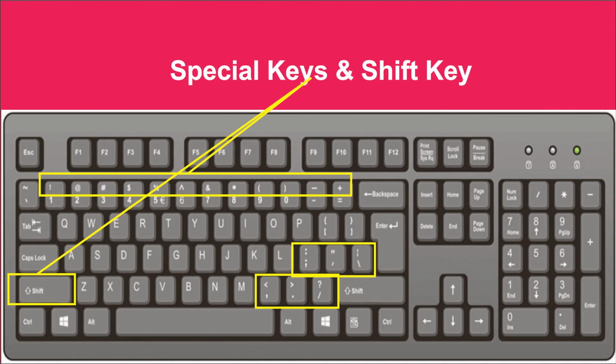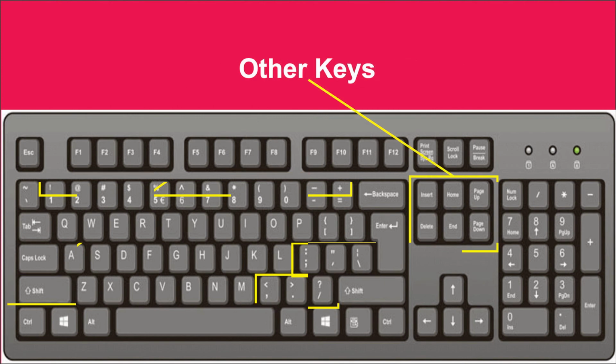Then we have special keys and shift key. Special keys are star, arrow key, minus key, plus key, and key, dollar, at the rate, comma, dot. These are called special keys. With the help of shift key, combination key, we can use these special keys. Then we have other keys like delete, end, page up, page down. These are called other keys.